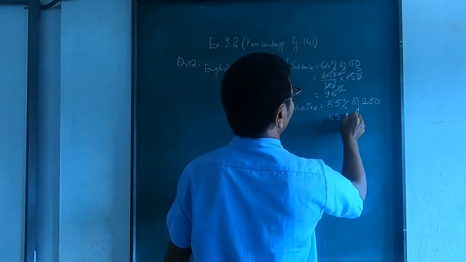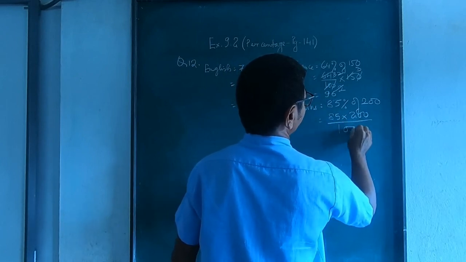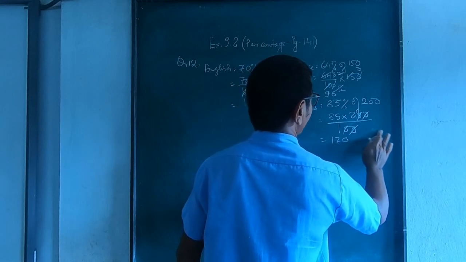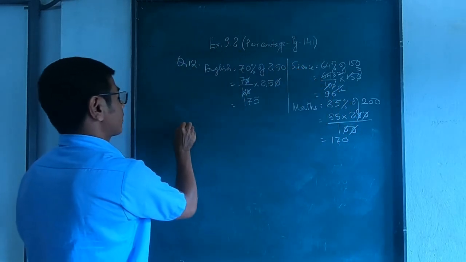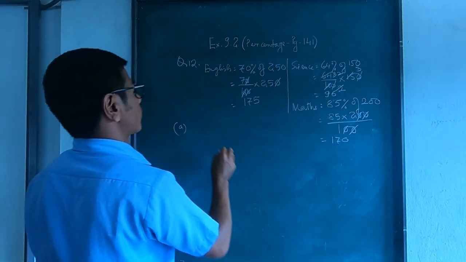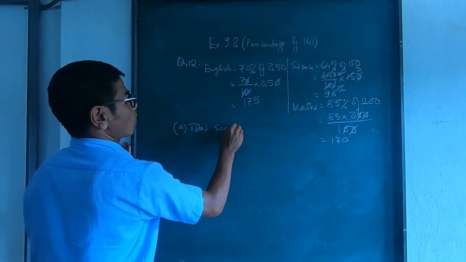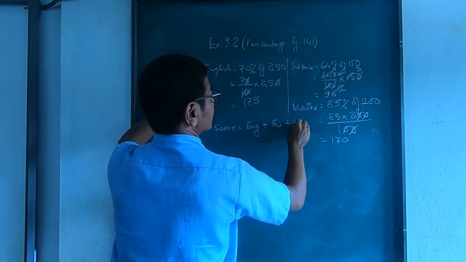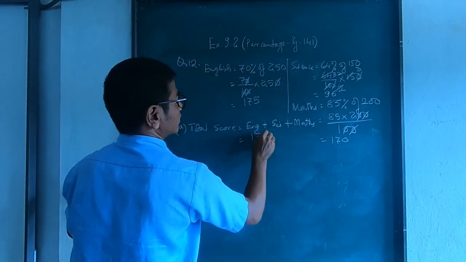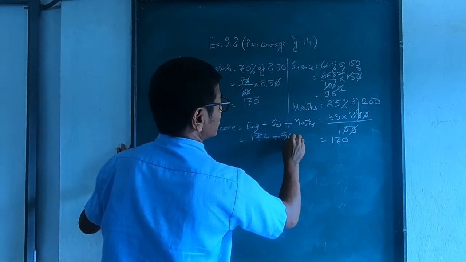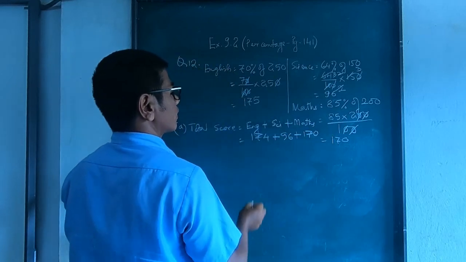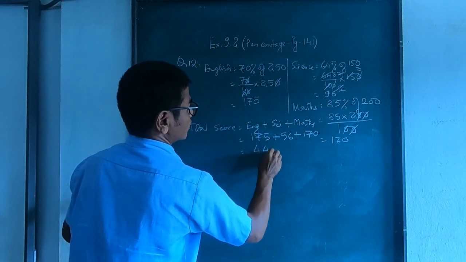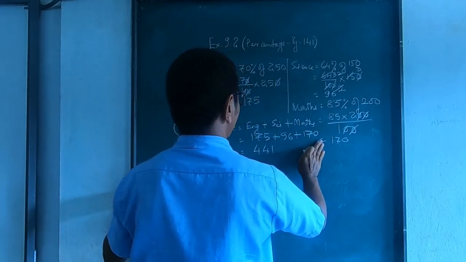Then in maths, 170 marks in maths. So the question asked in A is, what is his total score? Total score equal to English plus science plus maths marks. Please add them. 175 plus 96 plus 170. You will get 441.